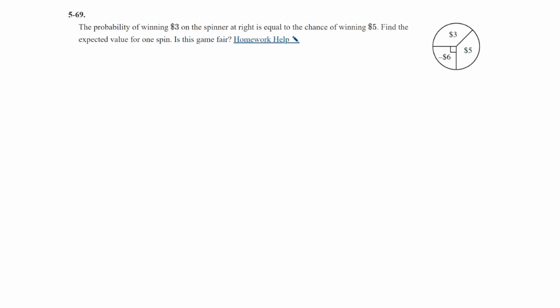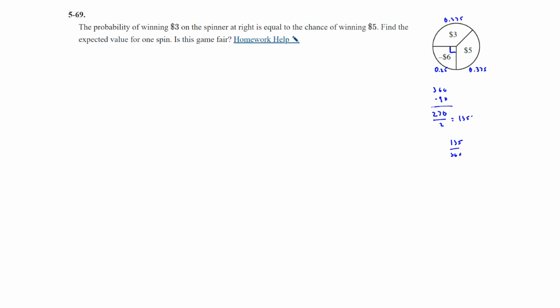Question 69, the probability of winning $3 on the spinner at the right is equal to the chance of winning $5. Find the expected value for one spin. Is this game fair? So we have a 90-degree angle here out of 360. So if we take 360 minus 90, that'll leave us with 270. It said that the $3 and the $5 are the same. So 270 divided by 2 would be 135 in terms of the angle measure. So 90 degrees, that would be 0.25. 135, to figure out what that percent would be, you just take 135 divided by the total of 360, and that's 0.375, and that will be true for both of them.